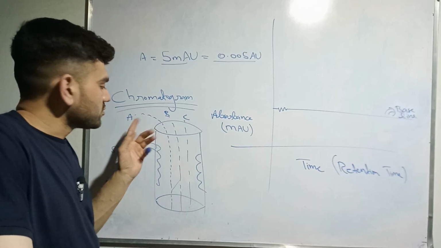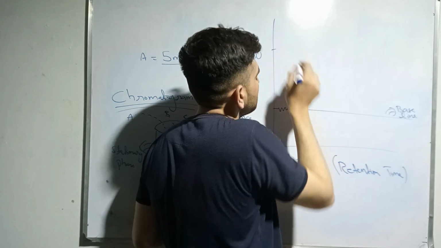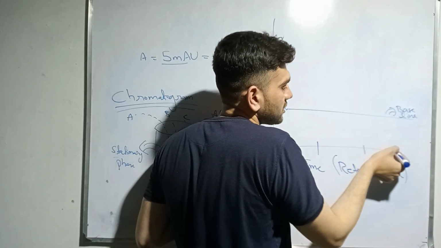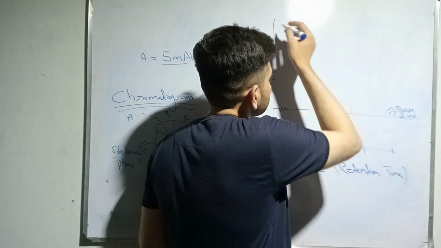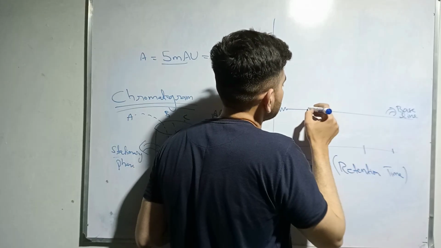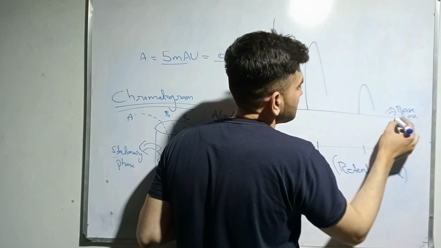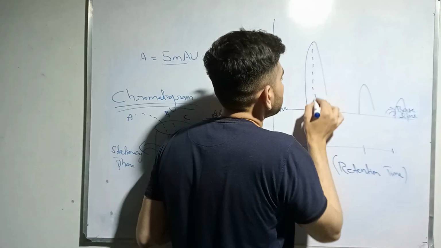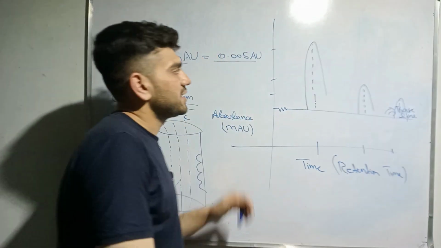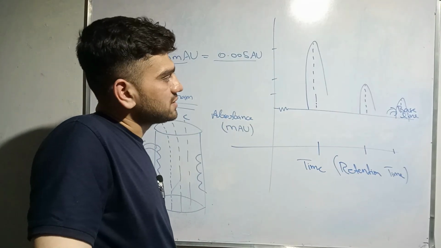After that, suppose A has some retention time here, and the absorbance of A will be here, and B has retention time here and its absorbance will be here, and C has retention time here and its absorbance will be here. When we draw the peaks, this is A, this is B, and this is C. So the peaks of different components will be different, with different retention times and different absorbances. In this way we can identify different components of a sample through the HPLC graph.